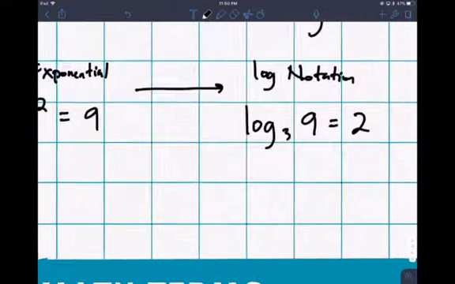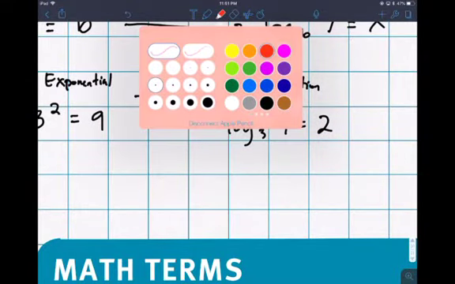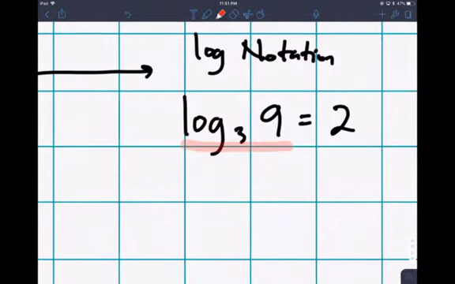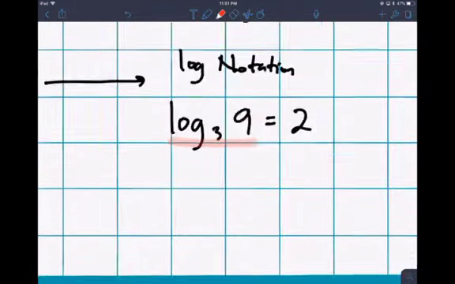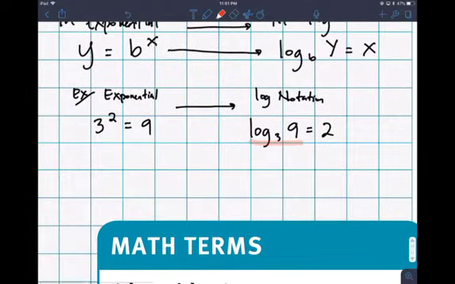In the video, one way that I share with you guys to read this would be like, 3 to what power equals 9? Well, that power has to be 2. That's how we look at them, both ways.